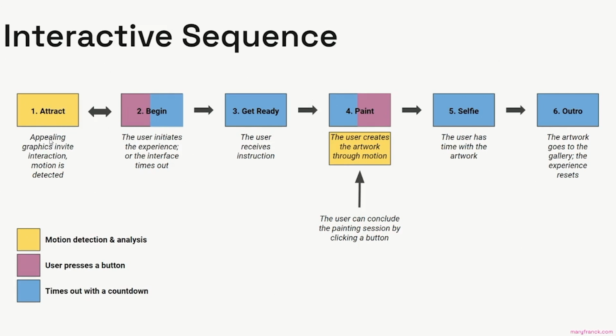The first state is an attract state. It's the invitation to engage. The next state is triggered when it detects presence. So it reacts to people before they touch the screen. And it can either time out or they can touch to continue. So there's either way on that state. There's a moment of instruction for the user. And then there's the core of the experience, the painting effect. And then there's a couple of outro steps. There's an opportunity for them to take a selfie and an artistic outro.